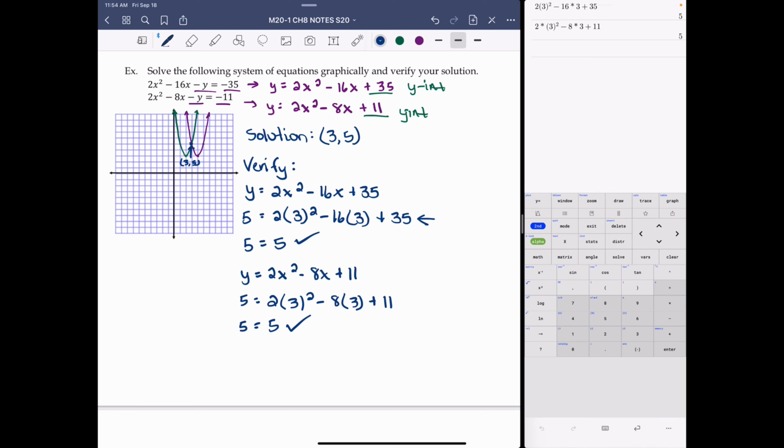We sketched a graph, we found the solution using our graphing calculator, and then we verified our solution algebraically. That's it for 8.1.